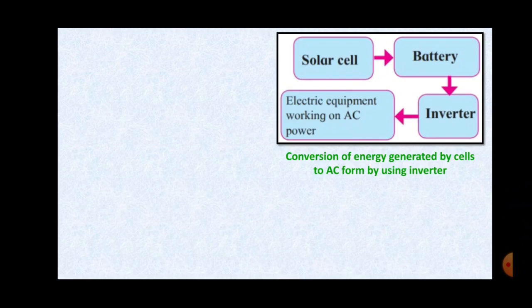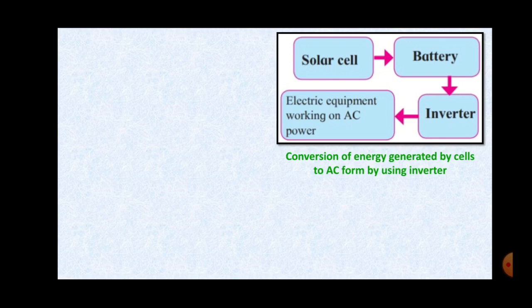So this has to be stored, and this electrical energy is stored in the batteries so that it can be used whenever it is required. Now this battery is connected to the inverter, which converts the DC into AC, as most of the domestic equipments which we use, as well as in the industries also, they run on the AC power.